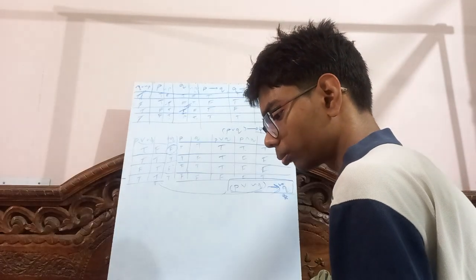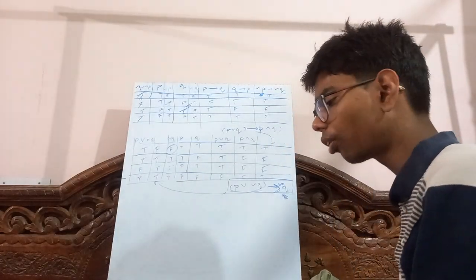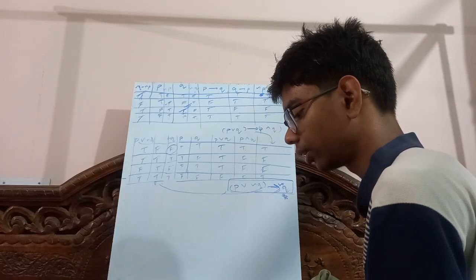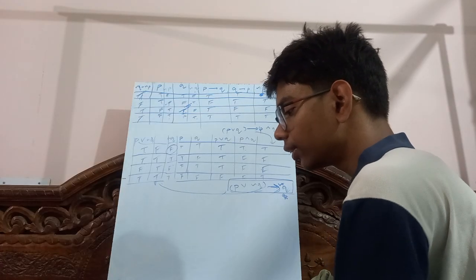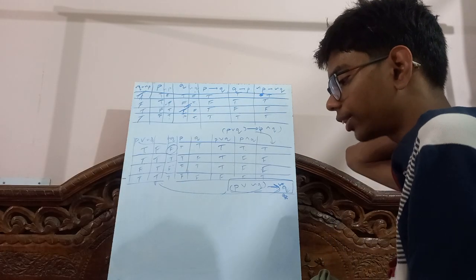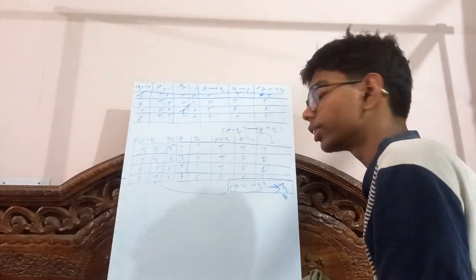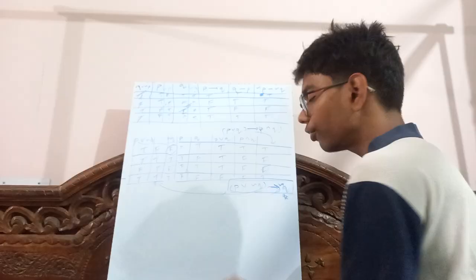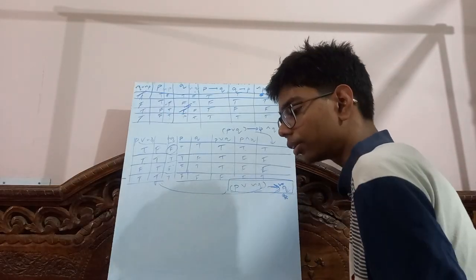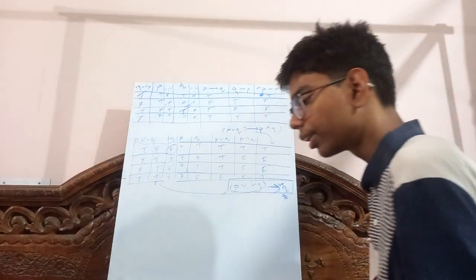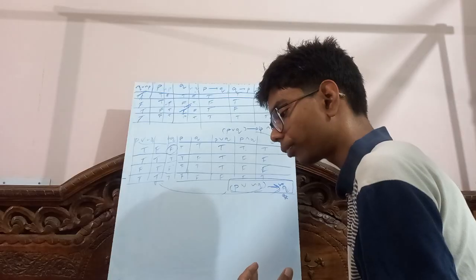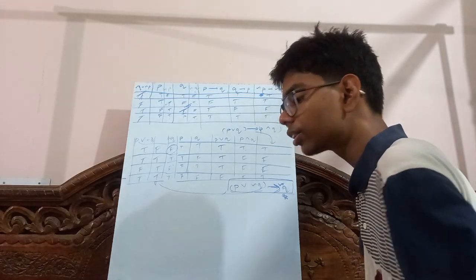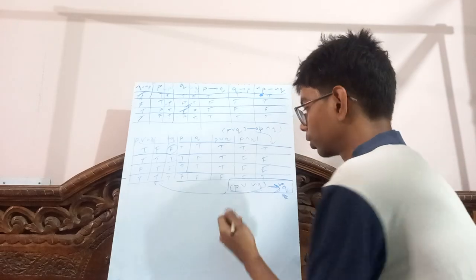Right. Now, we will be talking about logical equivalence. So, notation, what is logical equivalence? Suppose I have two propositions P and Q. Both are logically equivalent if the columns of both propositions are the same.